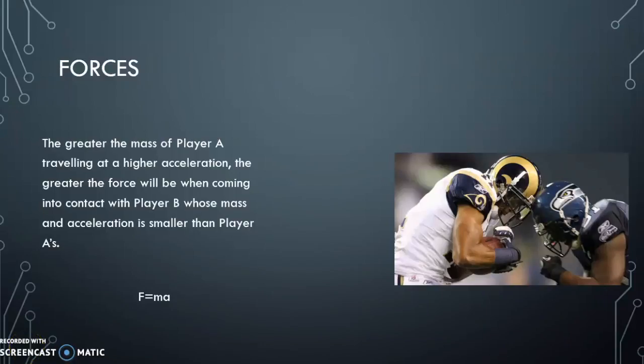The last physics aspect is forces. The greater the mass of player A traveling at a higher acceleration, the greater the force will be when coming into contact with player B, whose mass and acceleration is smaller than player A's. F equals ma.